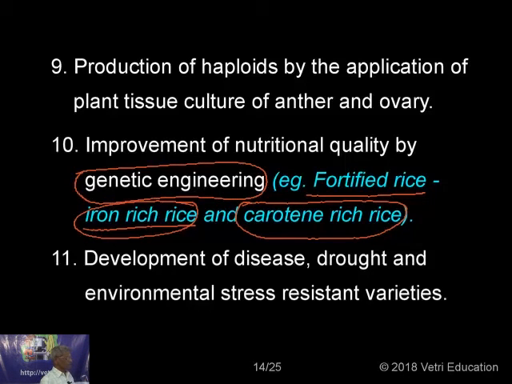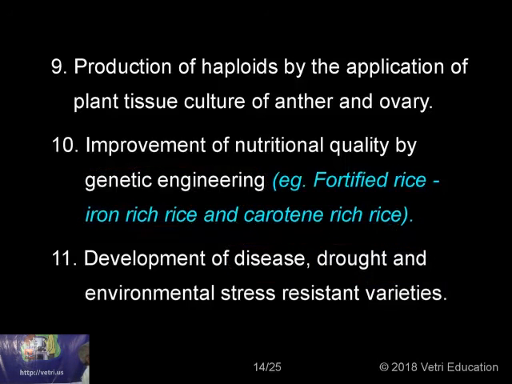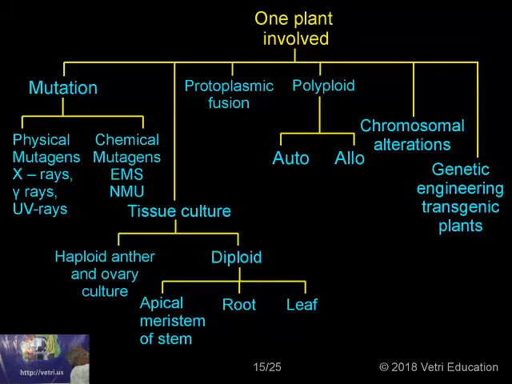Development of disease resistant varieties, drought resistant varieties, saline resistant varieties. These are all the different resistant varieties that our scientists are trying to produce. Because once you find a solution for all these problems, then it becomes very easy for us to fight this problem of the food problem.